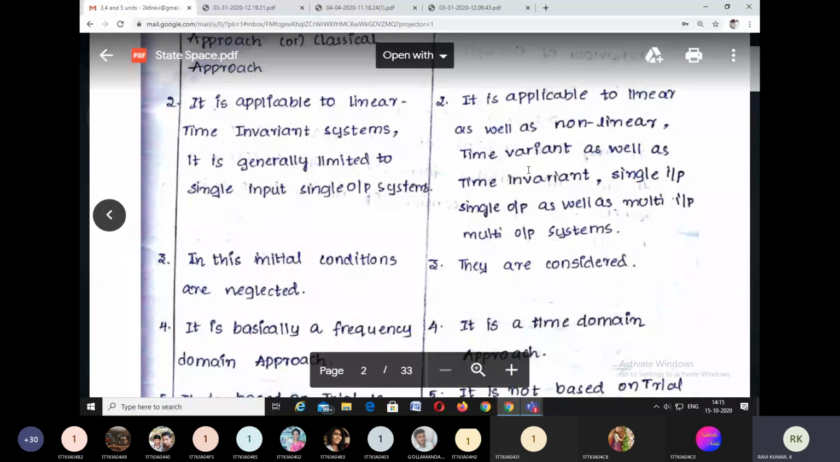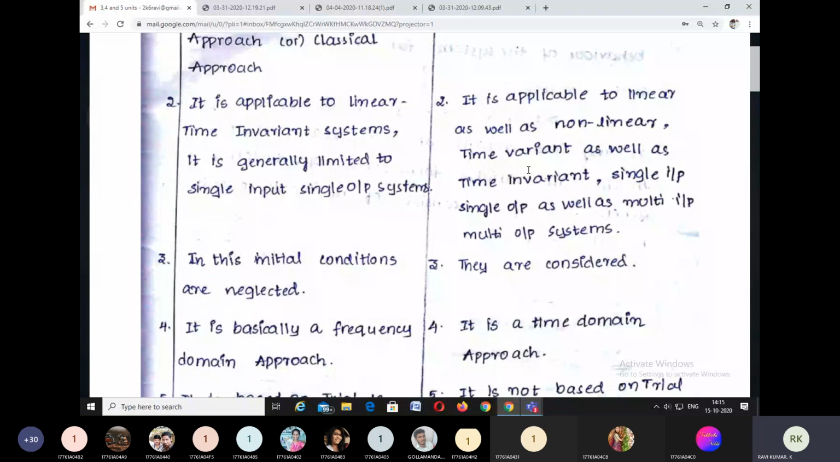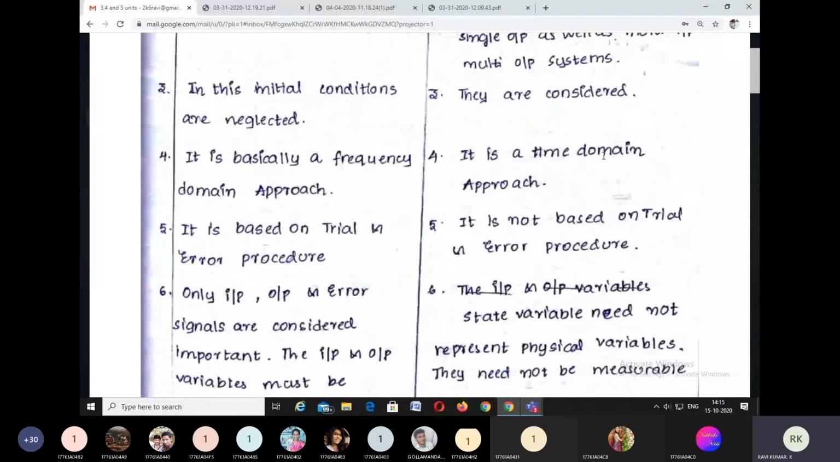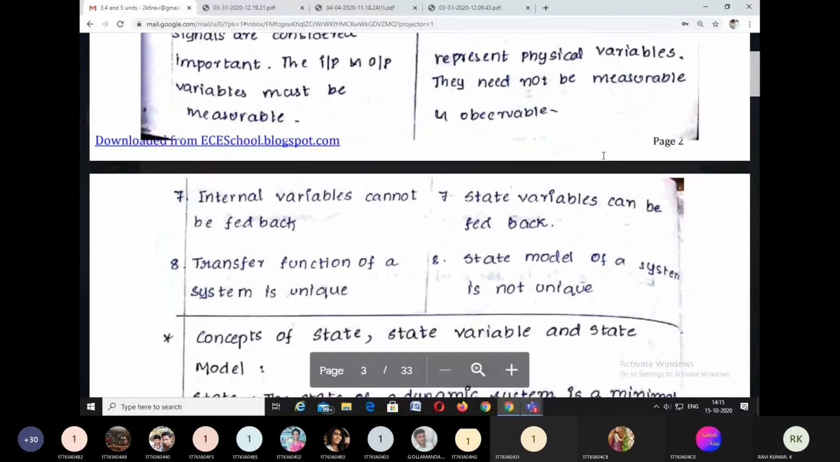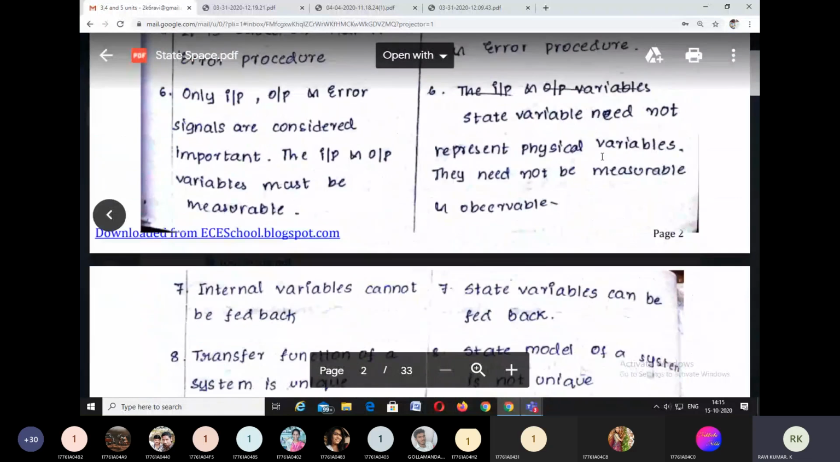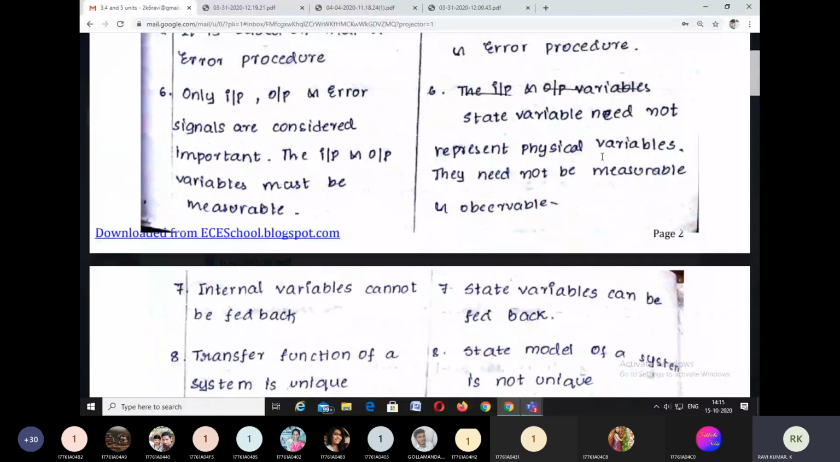Whereas the state space analysis approach is suitable for nonlinear systems and time variant systems, as well as multiple input and multiple output systems. That is the main point you have to remember. The other important point is that internal variables cannot be fed back in the transfer function approach. Internal variables here means the state variables. But in state space analysis, state variables can be fed back. That is the basic reason why we study state space analysis.